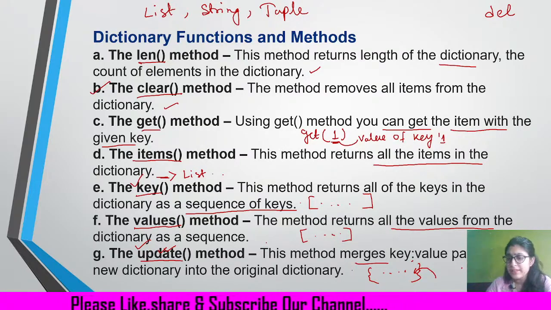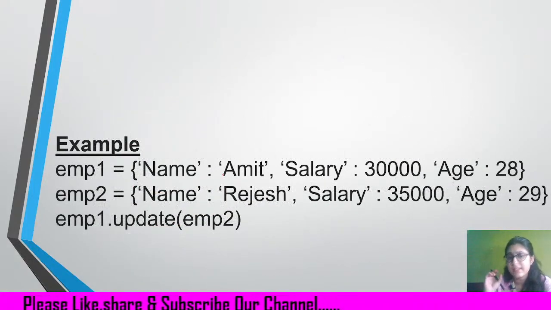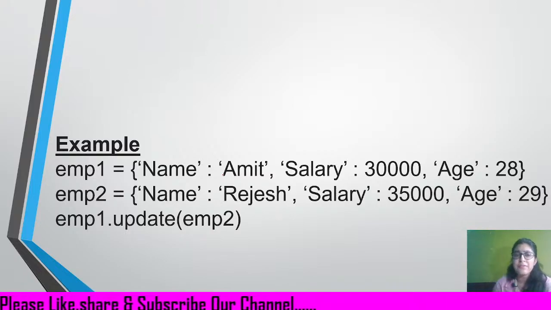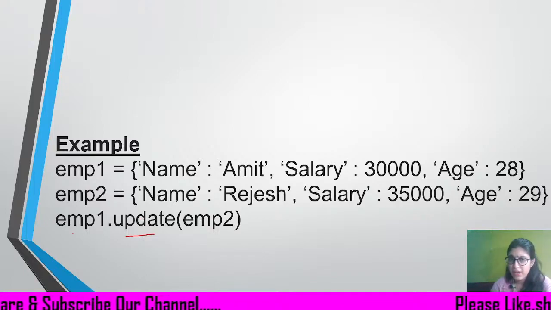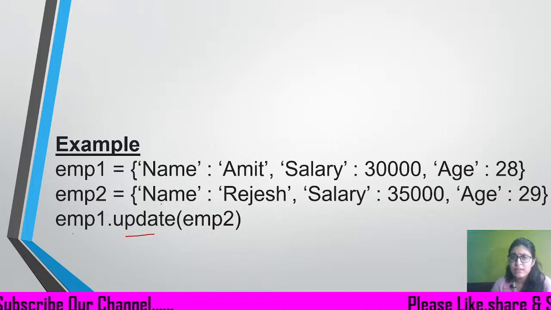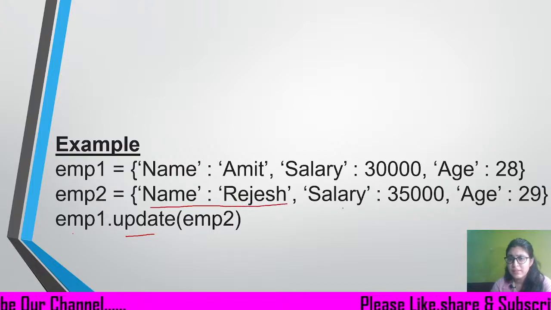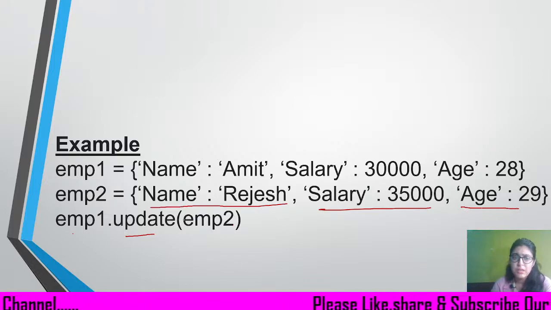So let's move to the next one, not next topic actually, next one, that is an example. Suppose I have given here the update example. Suppose we have taken two dictionaries like EMP1 and EMP2. Now if I do EMP1 update EMP2, in EMP1 whatever is there, all the things will be there, and whatever is in the EMP2 updated version, that will be added to EMP1. Okay, that will be updated.